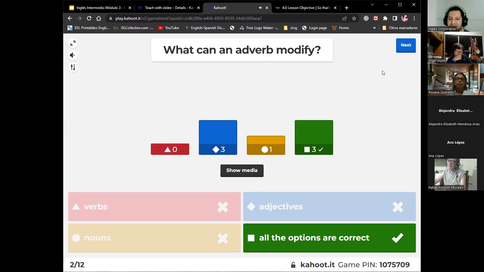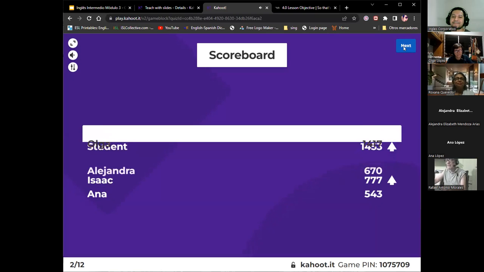All the options are correct. Perfect. They can modify. Yes, they can modify adjectives, verbs, now different things, right? Very good. No worries. We have more. Let's see here.